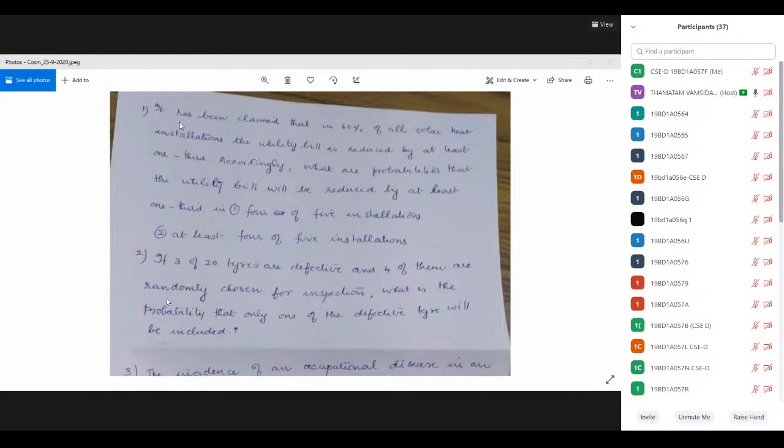So the question is, it has been claimed that in 60% of all solar heat installations, the utility bill is reduced by at least one third. Accordingly, what are the probabilities that the utility bill will be reduced by at least one third in 4 of 5 installations? And the second one is at least 4 of 5 installations.